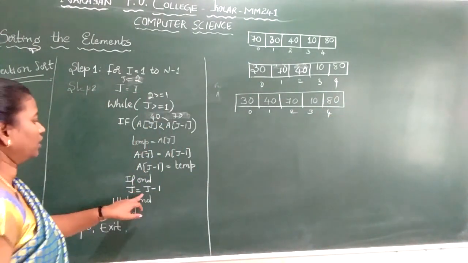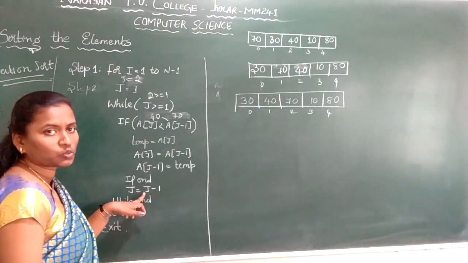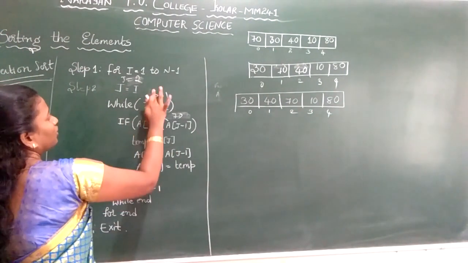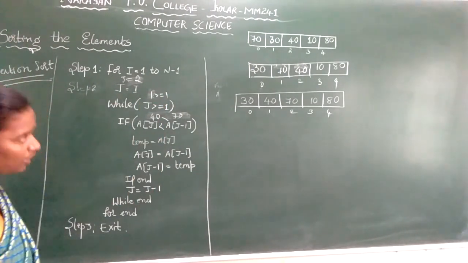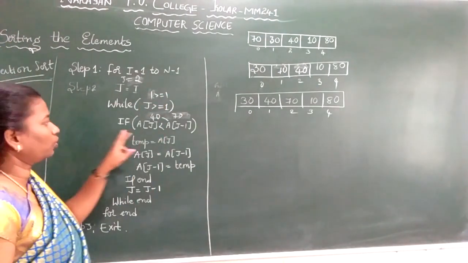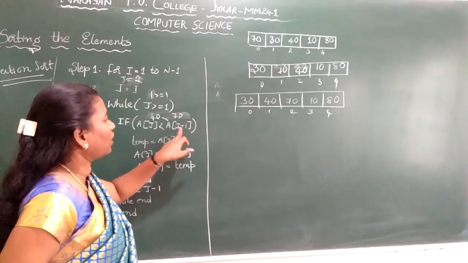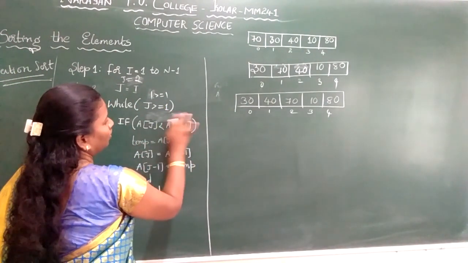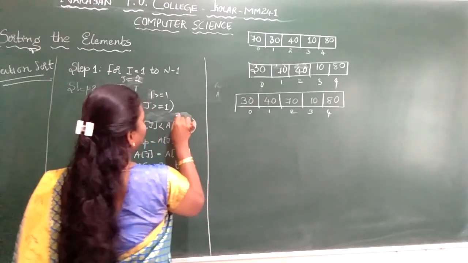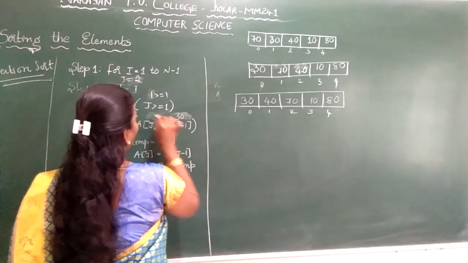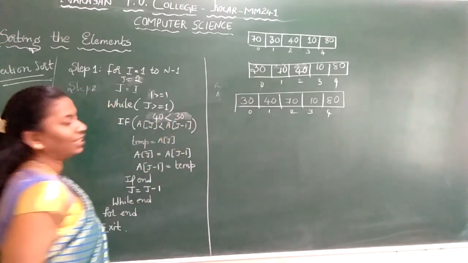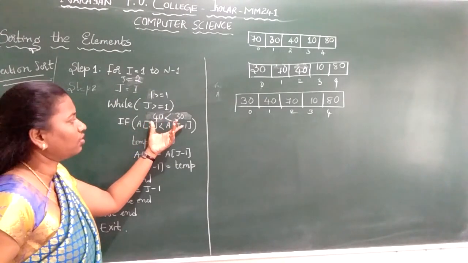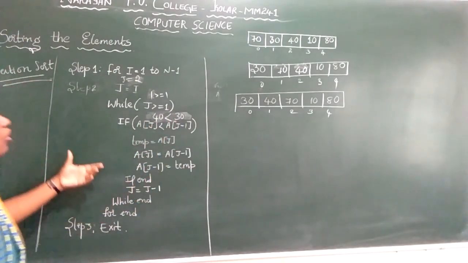Okay, now j will become j minus 1, that is 2 minus 1 is 1. Again, while loop condition satisfies. Now j value is 1. 1 is greater than or equal to 1. Yes. Now what is A of 1 minus 1? That is A of 0. 1 minus 1 is 0. A of 0 we have 30. What is A of j? A of 1 is 40. Is 40 less than 30? No, the condition fails. 40 is not less than 30. We will come out of the while.